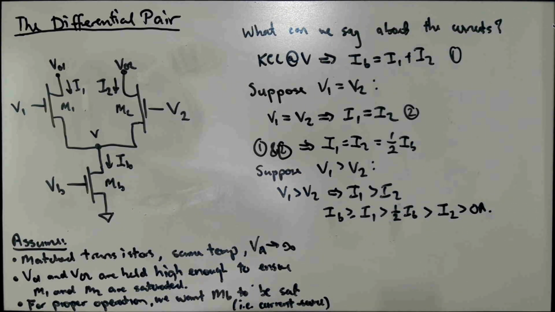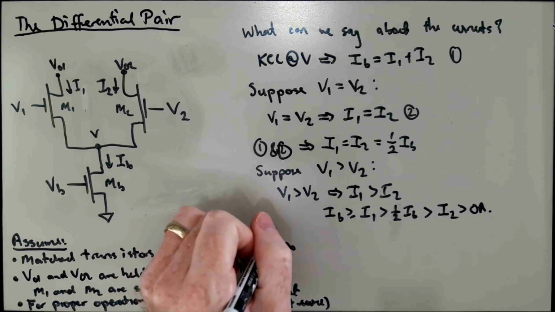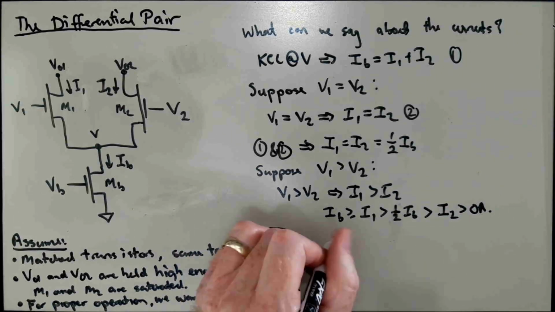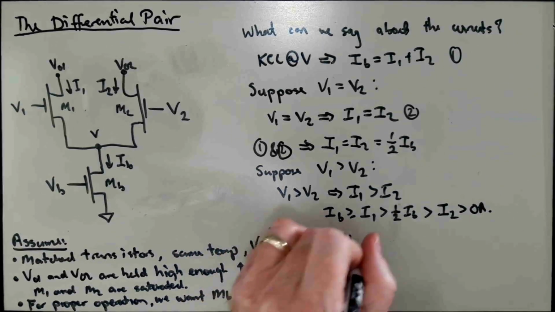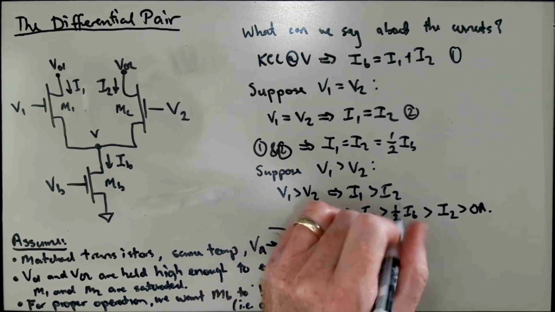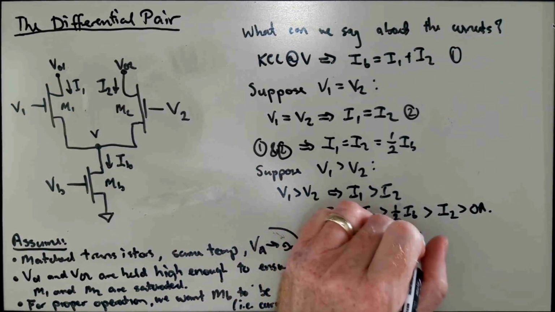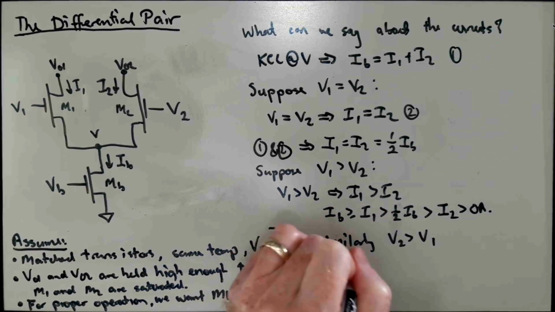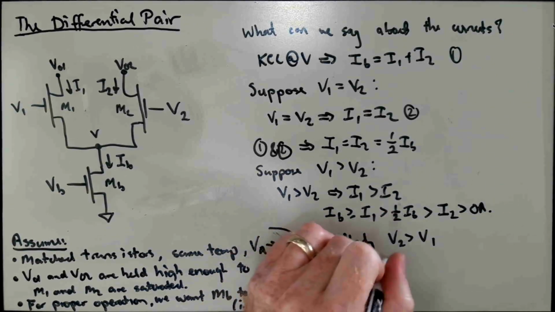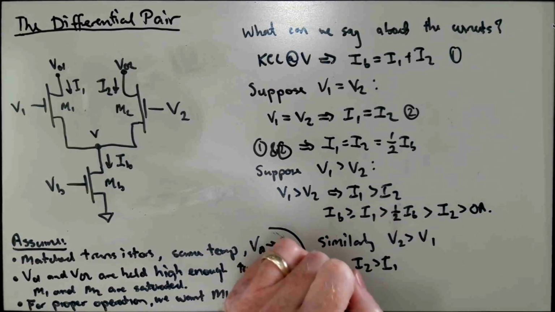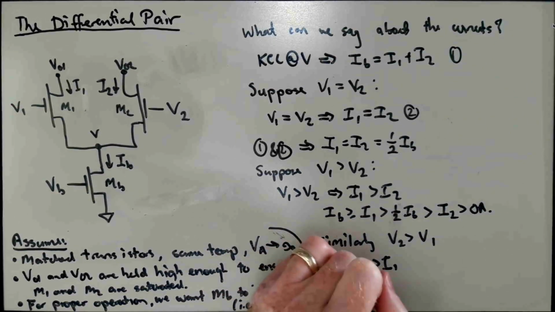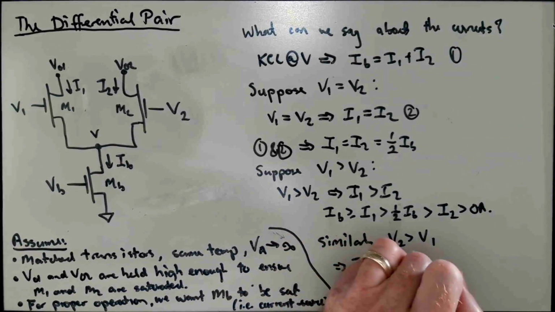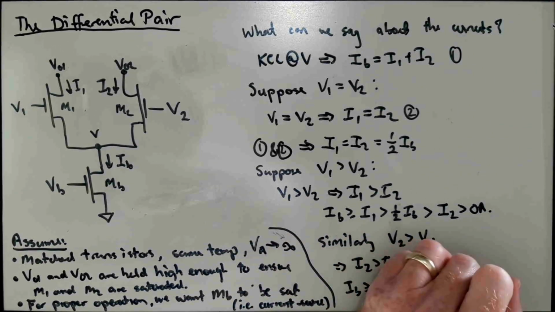And we can run this the other way. Similarly, if V2 is greater than V1, we have I2 greater than I1, and so we would have IB greater than or equal to I2, greater than half of IB, greater than I1, greater than 0 amps.